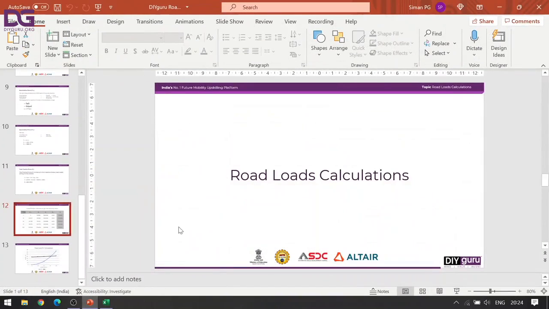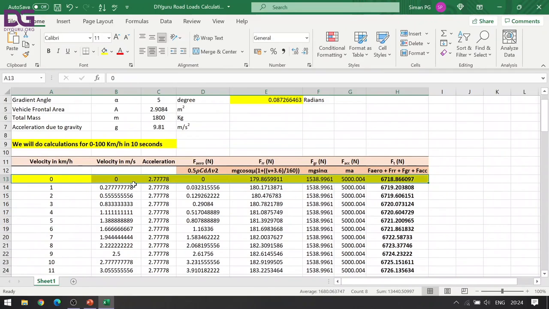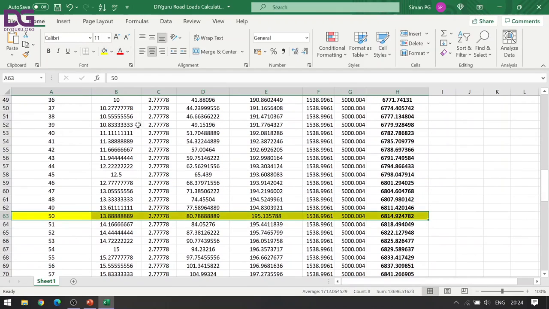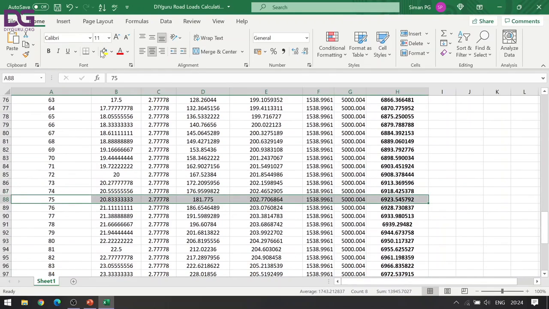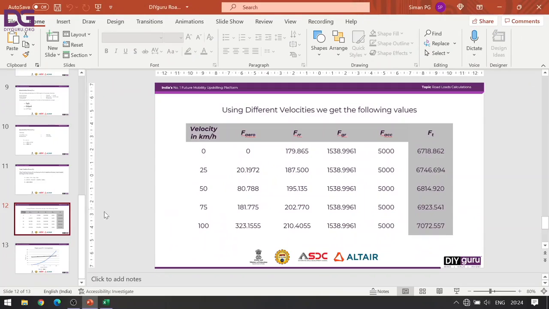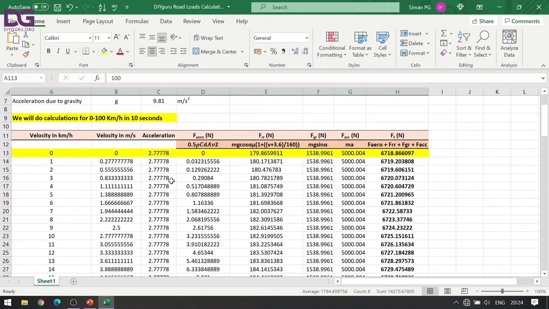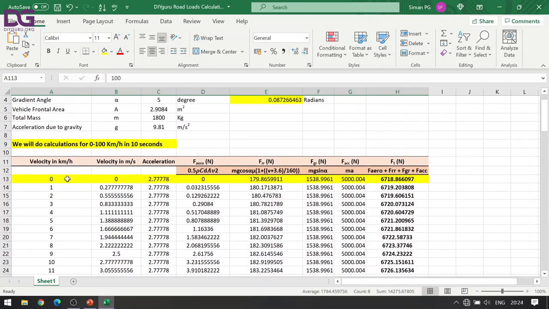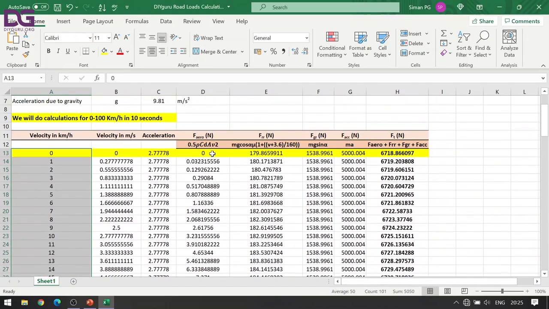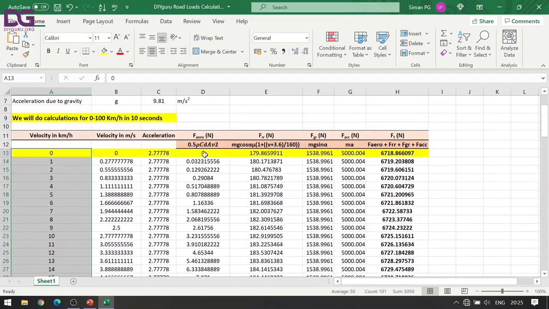In the PPT also, this table I have populated using this Excel only. We will highlight a few points to see at 0 kmph, then at 25 kmph, then at 50 kmph, then at 75 kmph, and then at 100 kmph. You can even plot these comparison charts too. For that we have to select the parameters. We will select the velocity here and press control, so I can select another column.